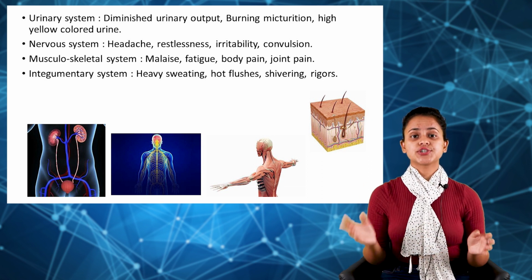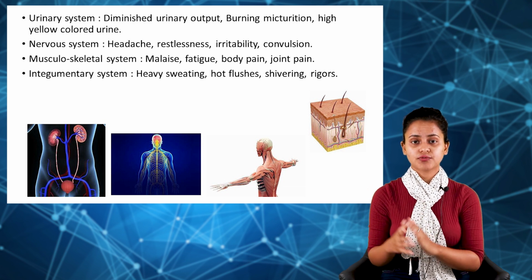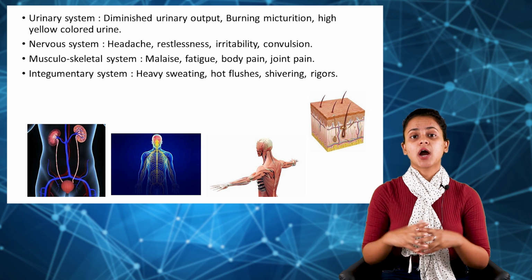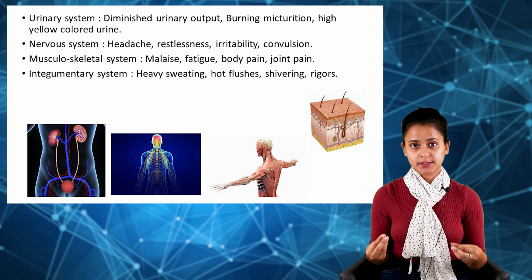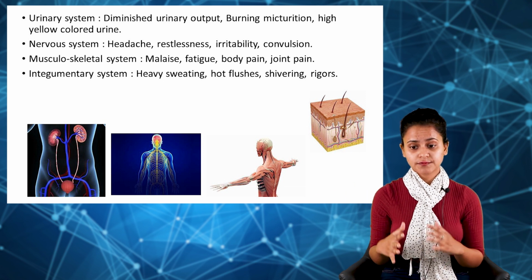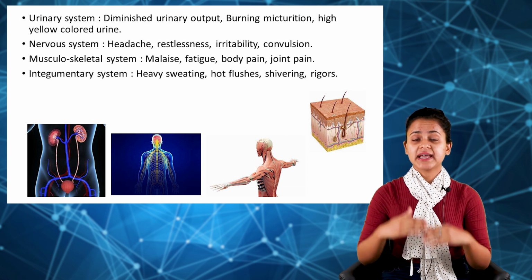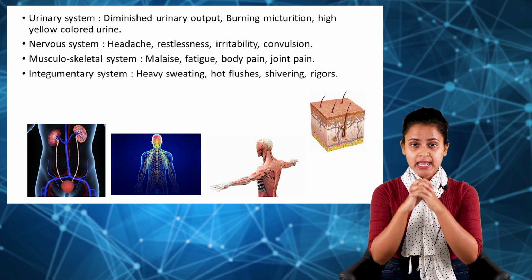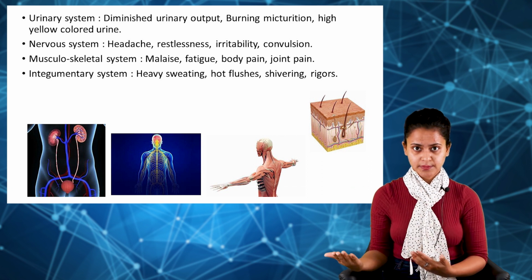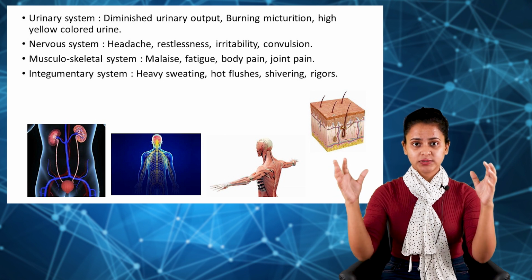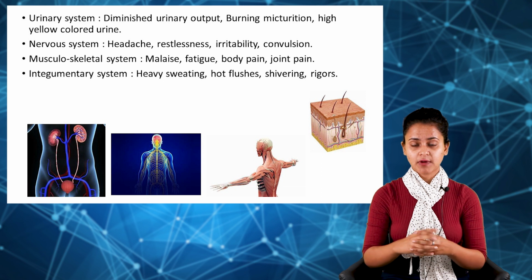Even the integumentary system will undergo certain changes because of the effect of fever or hyperthermia. A person may show symptoms of diaphoresis or heavy sweating. There will often be hot flushes. Even the client can present with extreme hot flushes and severe sweating in case of rigor, basically. So I hope we have learned how each and every system is affected by the presence of hyperthermia.